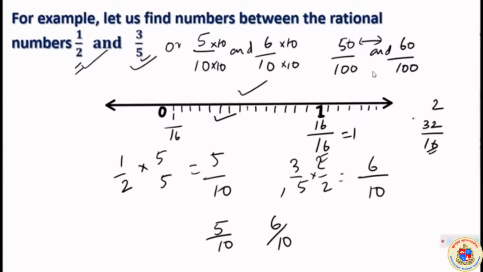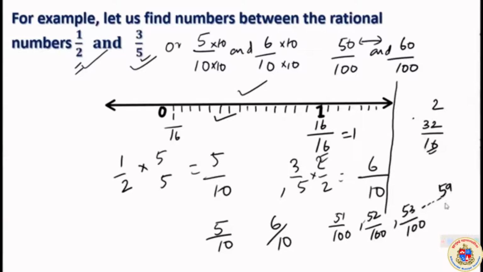I can say that I am taking it here down. 51 upon 100, 52 upon 100, 53 upon 100. These are numbers in between. ऐसे कब तक जाएंगे? 59 upon 100 तक जाएगा. So this way, by multiplying numerator and denominators with the same number, we can expand it and get as many numbers, infinite numbers, as we want. But if denominators are not same, we cannot do it. So we have to make the denominator same and proceed.